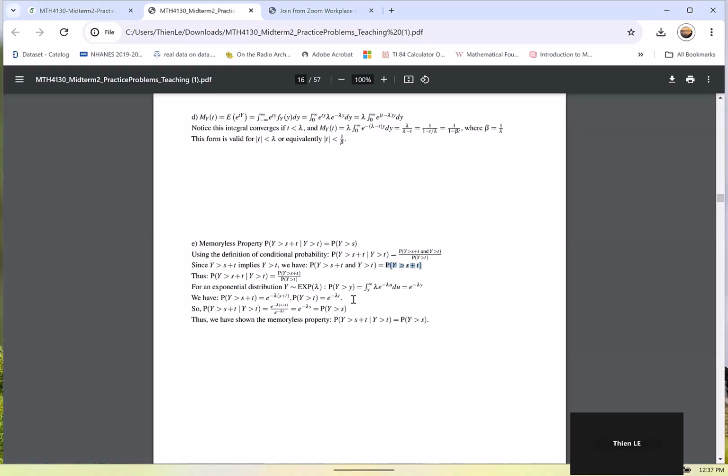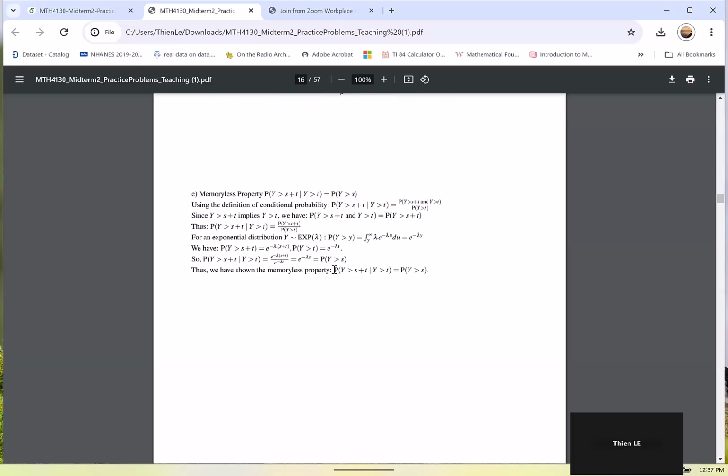But in any case, after you do that, it should give you this quantity for the numerator, which is the probability of y greater than x plus t and y greater than t. And this is the denominator, which is the probability y greater than t. So it will reduce to this form. And this we call the memoryless property. Okay, it's a very important property of the exponential distribution.